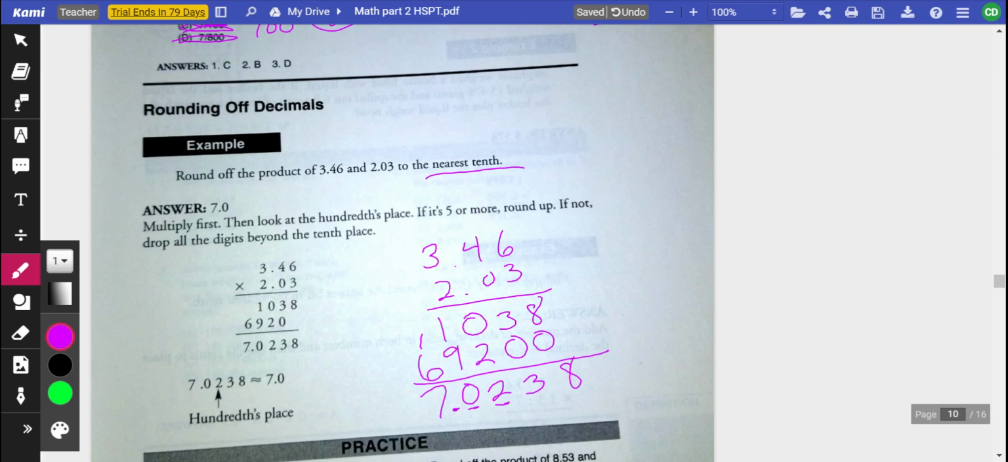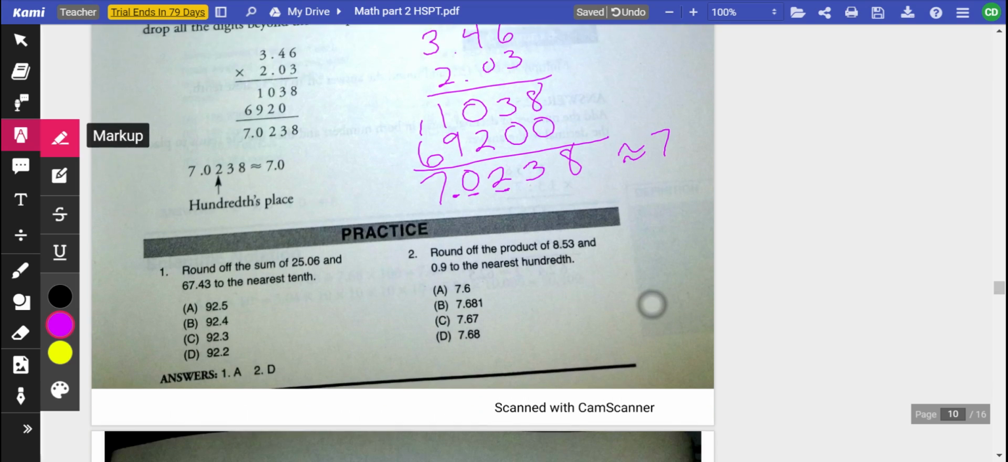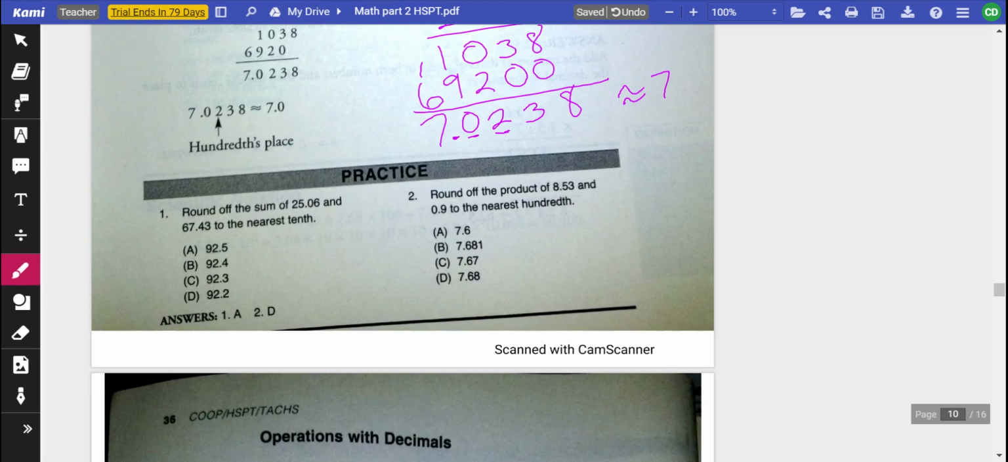So I'm going to look to the 100th place. Oh, it's 2. So it's less than 5. So I know that this is approximately 7. And that's it. Or 7.0 if you really want to put it like they did. It's up to you.